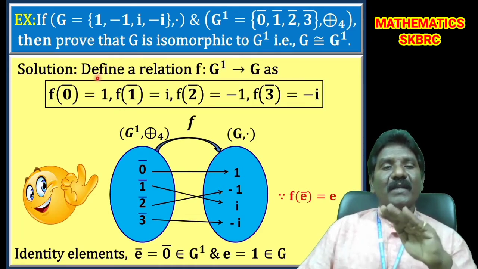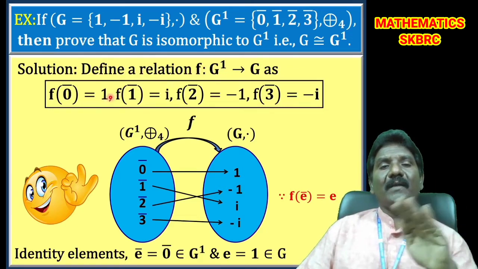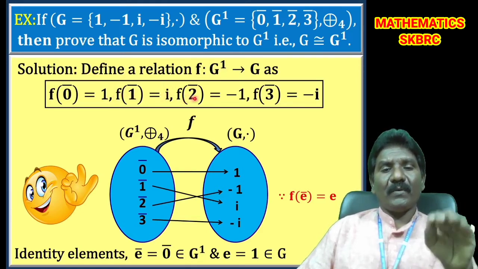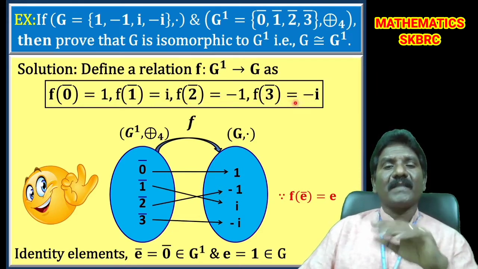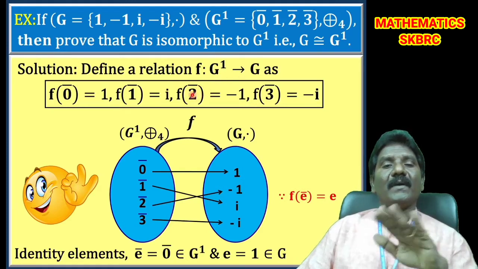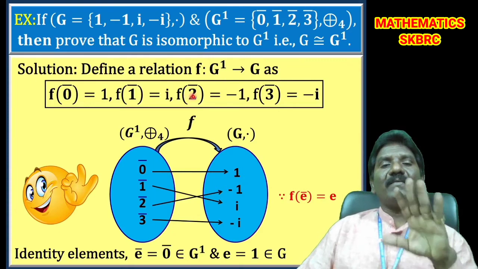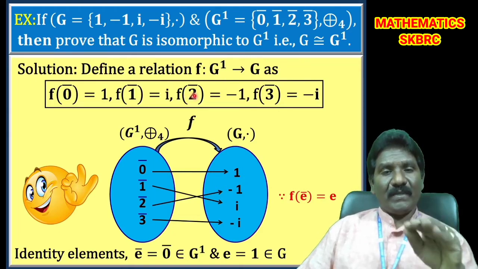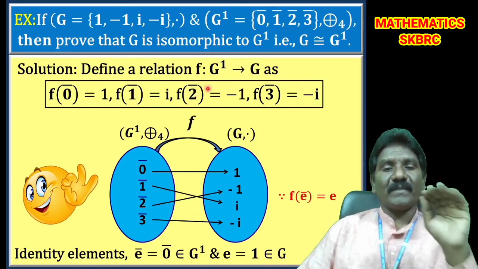According to the definition, first we define a relation F from G dash to G as F of 0 bar equal to 1, F of 1 bar equal to i, F of 2 bar equal to -1, and F of 3 bar equal to -i. This is the relation F from G dash to G. Now we prove that the relation is an isomorphism. That is, F is a 1-1 mapping, F is an onto mapping, and F is a homomorphism.